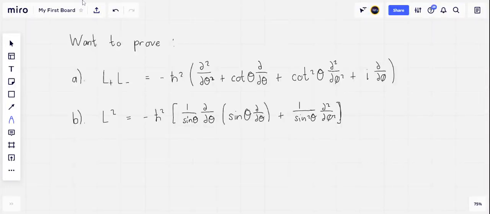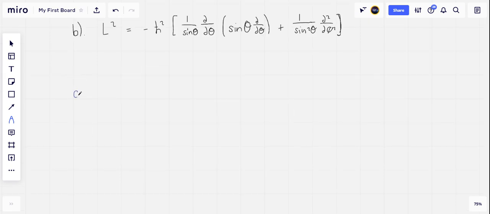For this problem on the topic of quantum mechanics in 3 dimensions, we want to derive two equations. The first is L plus L minus is equal to minus h bar squared [d2/dθ² plus cotan θ d/dθ plus cotan² θ d2/dφ² plus i d/dφ]. The second proof we want to show is that L squared is equal to minus h bar squared into [1 over sine θ d/dθ (sine θ d/dθ) plus 1 over sine squared θ d2/dφ²]. And we want to do the first part, part A, by using a test function.